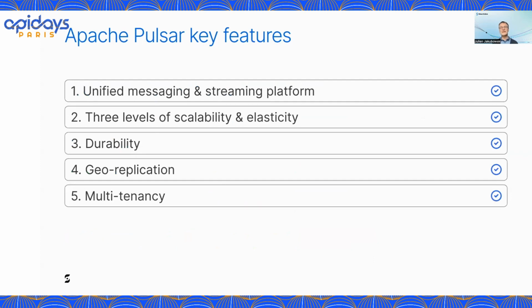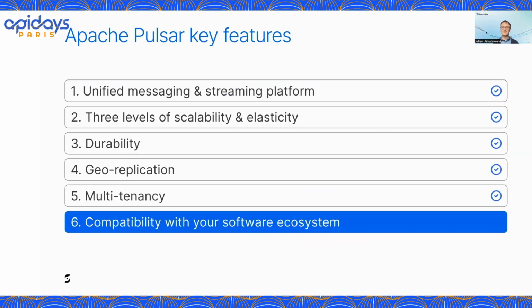So now you could say, well, Julien, Pulsar has impressive features, but in my company, I have an existing software ecosystem. I'm sending or consuming messages with Kafka and RabbitMQ. I have a bunch of applications, a bunch of microservices, and I can't rewrite all of them. I can't afford that. Well, I have good news for you. Pulsar has a high level of compatibility.